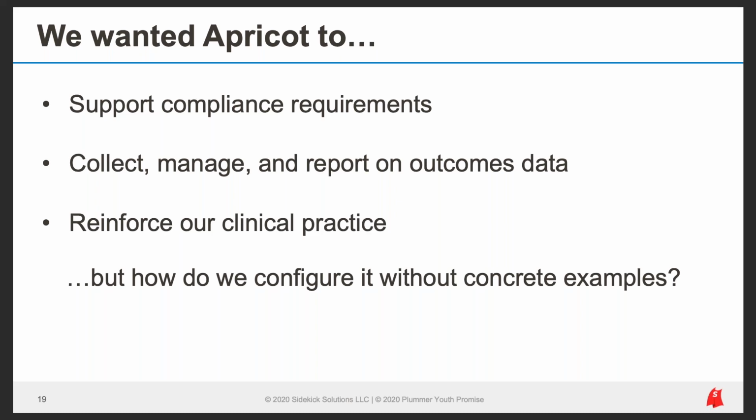And since we were really well on our path for being committed to doing that, and had already been thinking about that in the design of our intervention and outcome model, it was kind of a given that we wanted Apricot to organize the data and report on outcomes. But we also wanted it to help reinforce our clinical practice because we were adopting these new ways of thinking, particularly around the permanency piece. So we wanted Apricot to help users kind of stay in the lane toward the methodology we had developed for supporting youth.